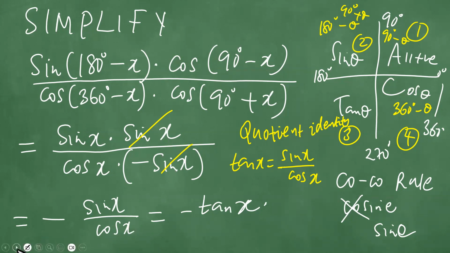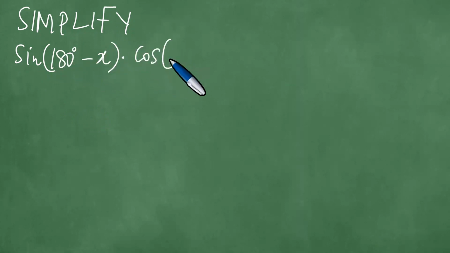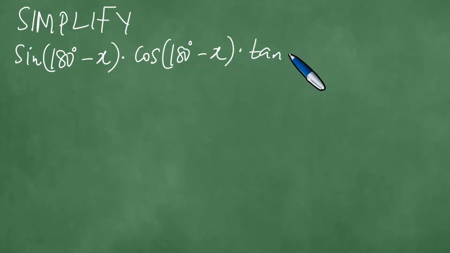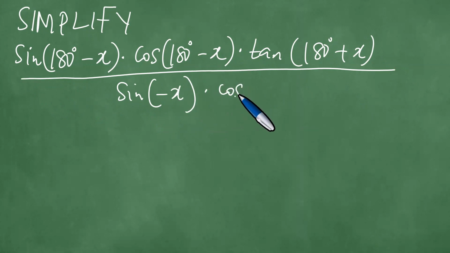Next question. I want us to just look at a lot of these simplified questions so that we can have a pattern here of mastery. (180° plus x), divide by the sine of minus x, times the cosine of 360° minus x.